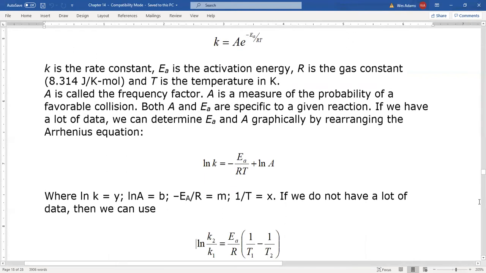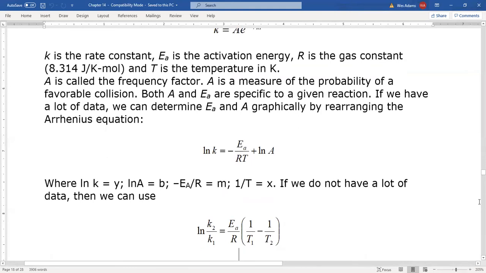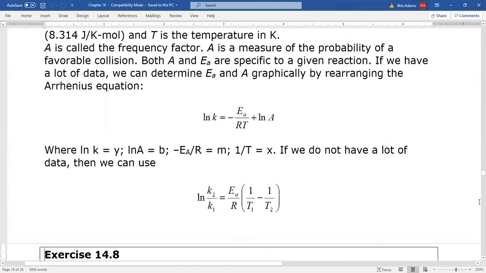So if we have a lot of data, we could use it graphically, but if we don't, we can do a two-point version, using just two points. So ln of K2 over K1 equals EA over R times the quantity 1 over T1 minus 1 over T2. I distributed the negative into the subtraction there. You can use that, if you know the activation energy and the change of temperature, to estimate K at some alternate temperature. That's the one we'll focus on a little more than graphing the equation.